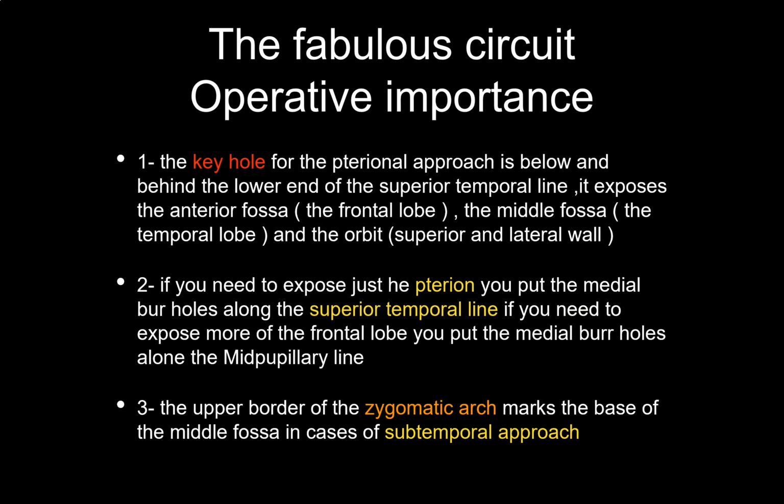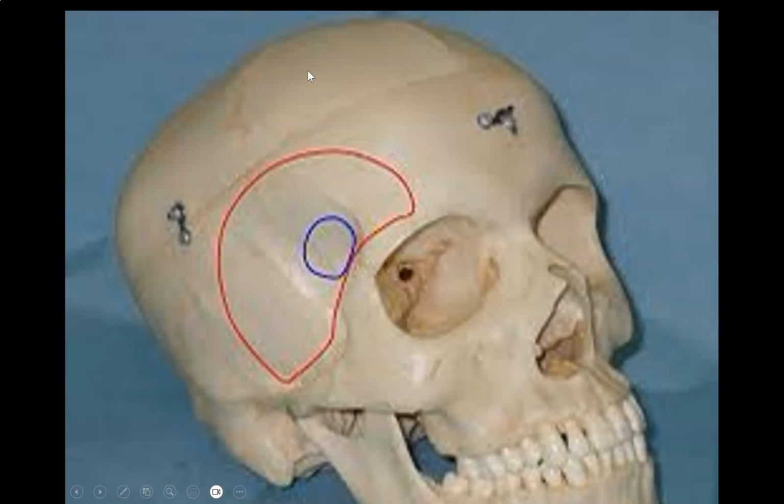And as we said, the fabulous circle, the keyhole, is related to the superior temporal line, as we said, exposing the frontal lobe, temporal lobe, superior and lateral wall. And if you need to expose just the pterion, as we said, you put the holes along the superior temporal line. If you need to expose more of the frontal lobe, put the burr holes medial to the mid-pupillary line, medial to the superior temporal line. And as we said, the zygomatic arch can reach the subtemporal fossa. That's why I'm calling it the fabulous circle.